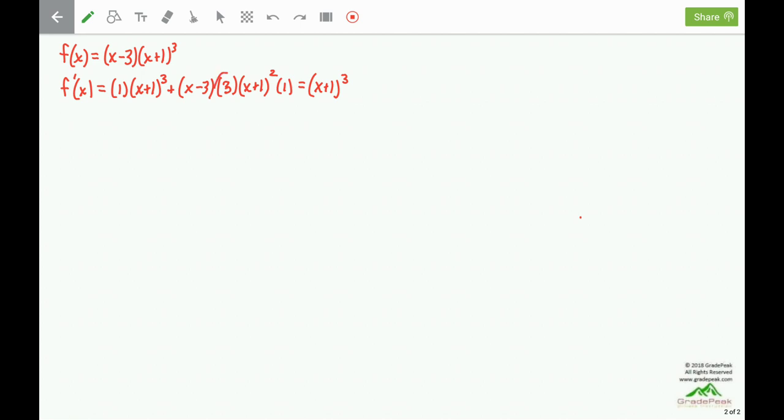For the second term, we can bring the constants together. There's a 3 and a 1. 3 times 1 is positive 3. So plus 3. There's an x minus 3, and there's an x plus 1 squared. We want to fully factor the first derivative. There is a common factor of the lower power of the powers of x plus 1. The lower power will be the 2. So we can factor out x plus 1 to the power of 2.